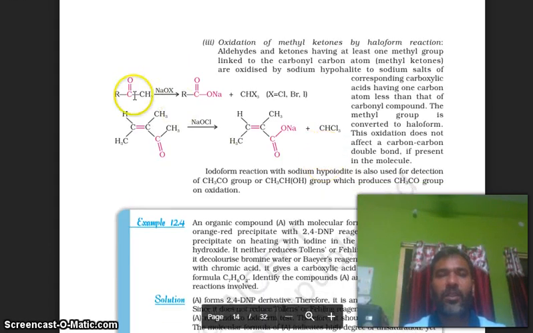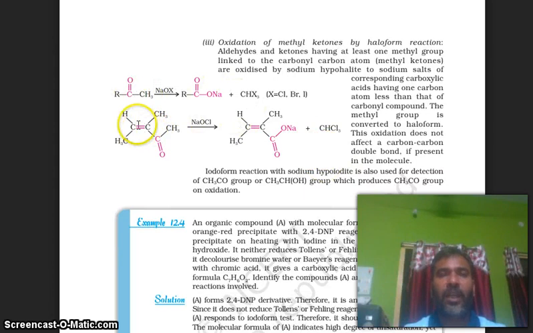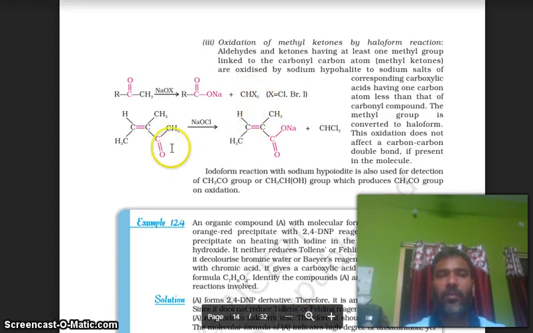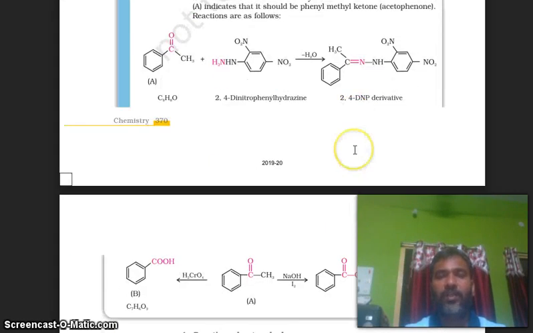You see oxidation of methyl ketones. If you have a ketone, you see formation of an acid derivative and chloroform or iodoform. In the same way here.